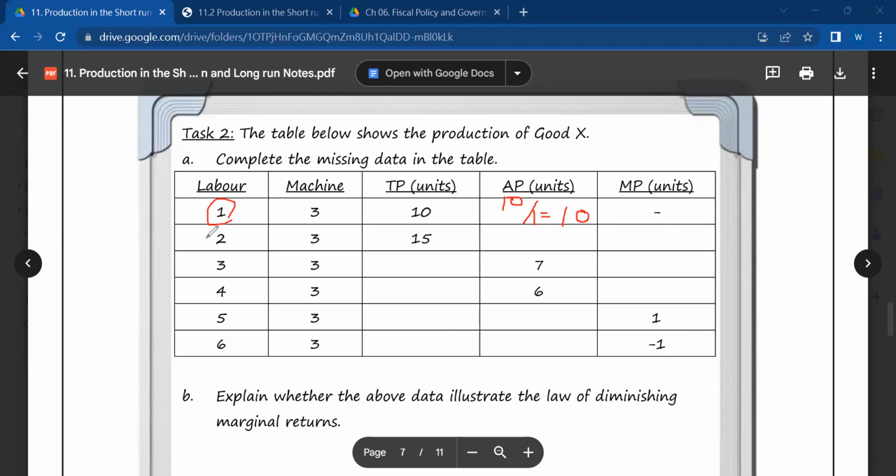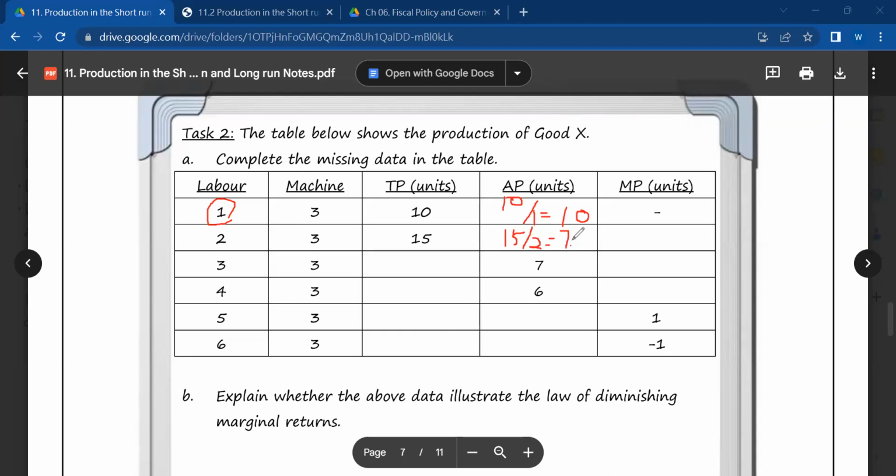Okay, for the next one, the second neighbor. So we need to know the average product. Let's go back to X3. X3, so I will ask Wu Long. Can you tell me the AP when there are two neighbors? 7.5. How can you get the answer? TP over neighbor, yes, that is 15 divided by 2. So the answer is 7.5.